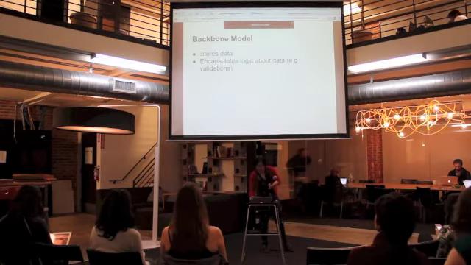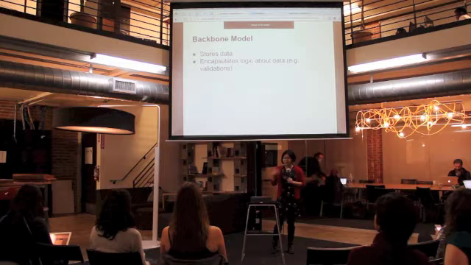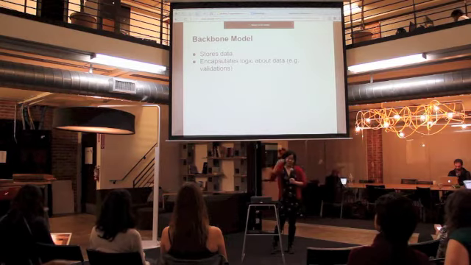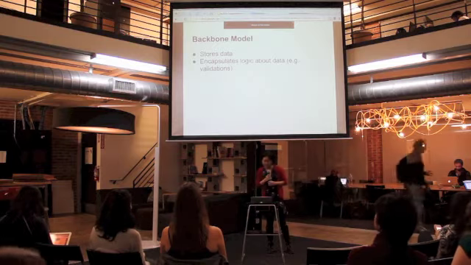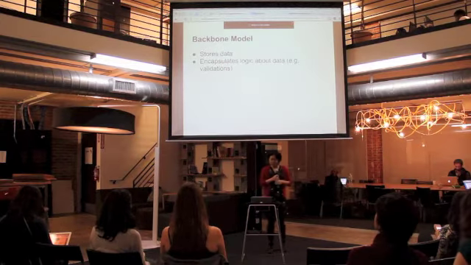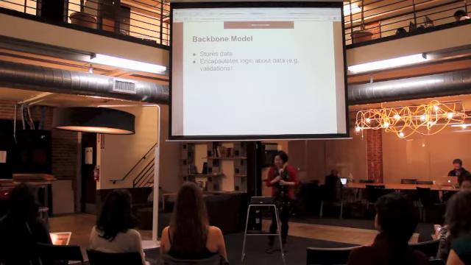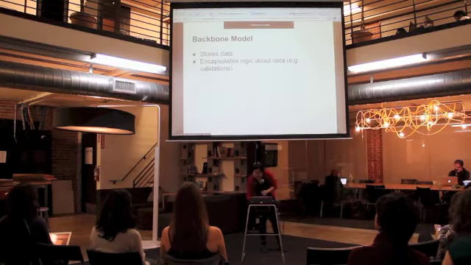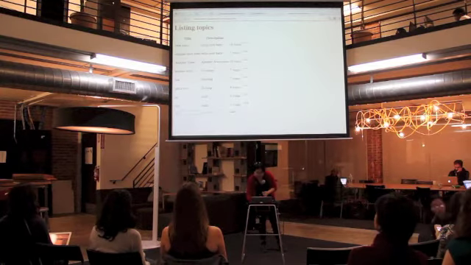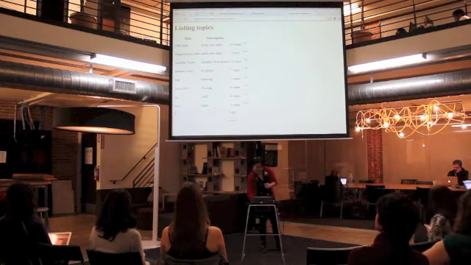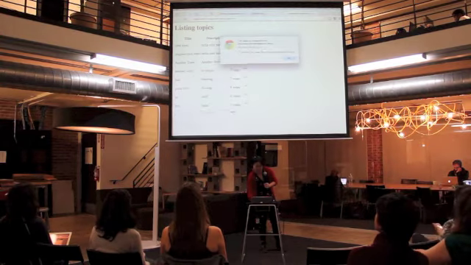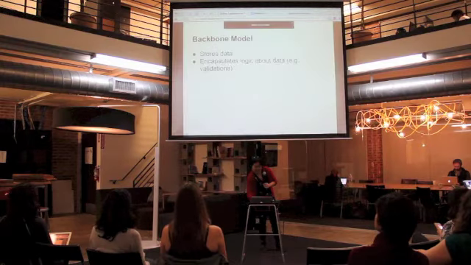I'm going to talk about each of the functions of the components and then show you some code from my app. So the Backbone model stores data and it encapsulates logic about data, such as the validation. So what this means is that I have a model representing a topic, and when you click add, it does a post to a certain URL to save it.